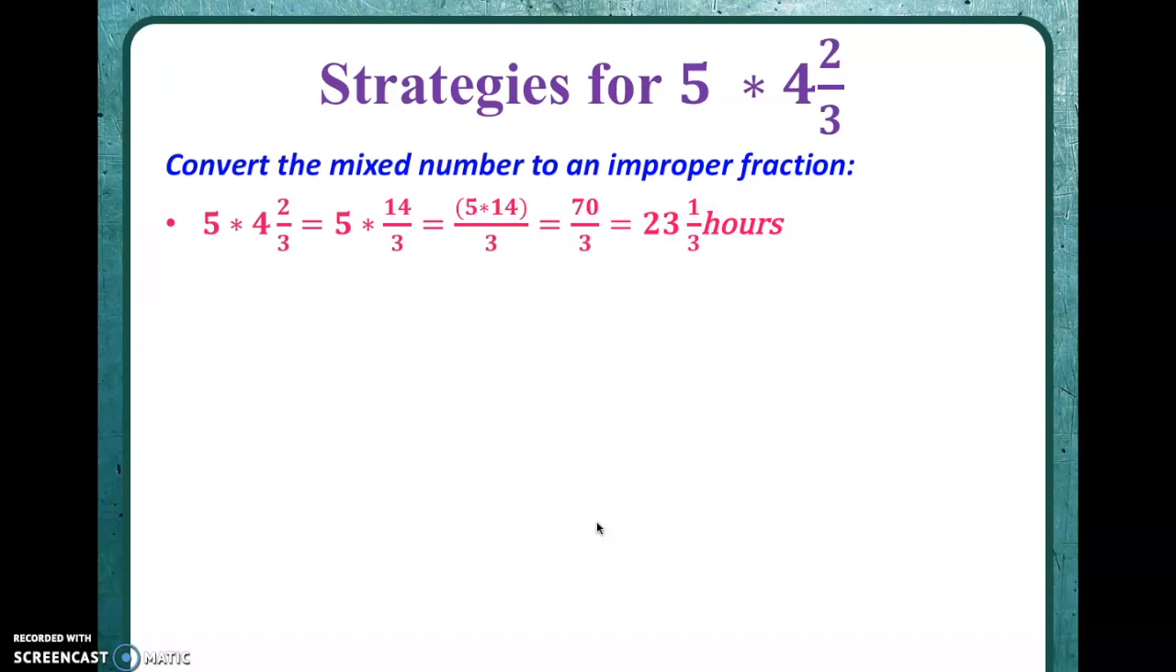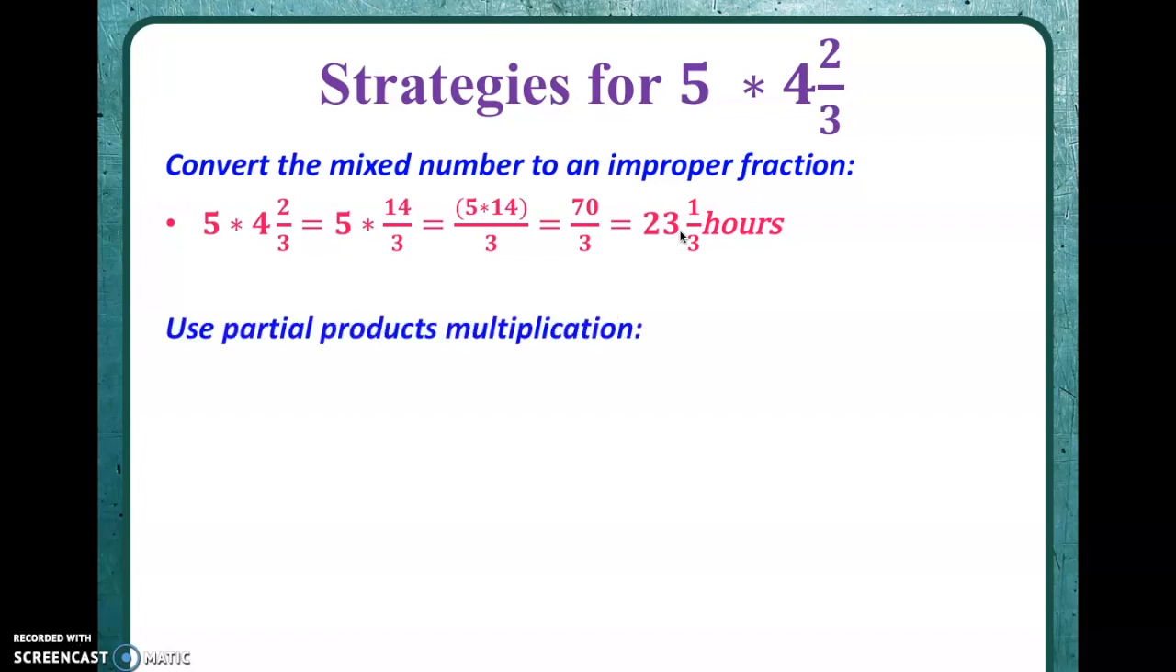Now, there's a couple ways that you can do 5 times 4 2/3. The first way is you can change 4 2/3, this number right here, into an improper fraction. The improper fraction would be 14/3. And now what we have is a whole number times a fraction, which we're used to. However, this involves a lot harder multiplication. The answer that you would get would be 70/3, and you would have to know that that equals 23 1/3 hours. That's a tough way to do it.